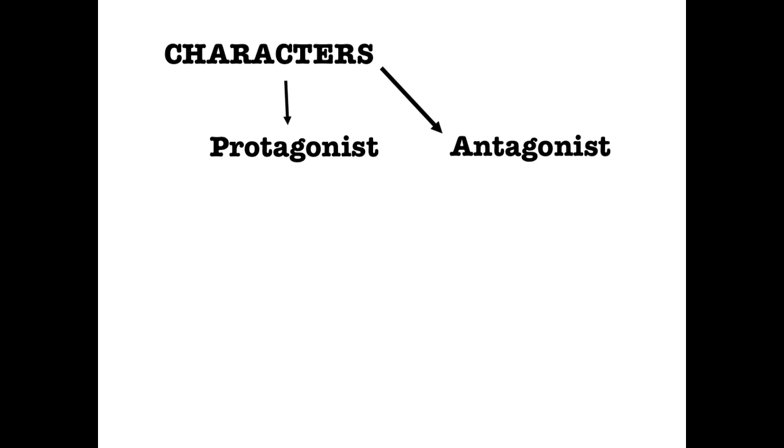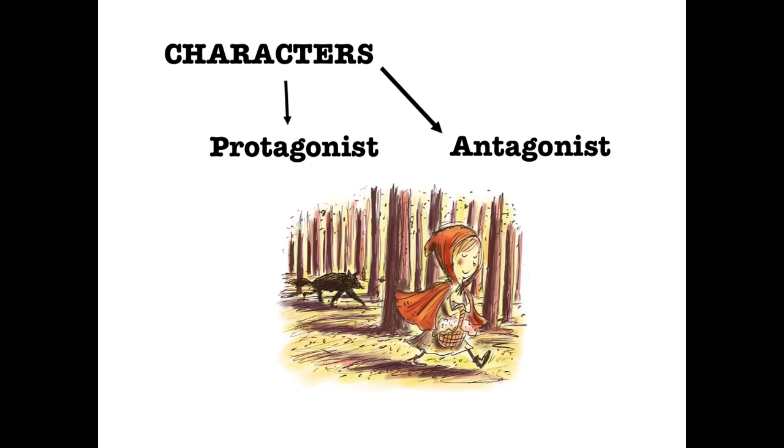Now, to understand this concept, we'll take a look at a very famous story that everybody knows, the Little Red Riding Hood. Now in this story, who do you think the protagonist is? Well, of course, it's Little Red Riding Hood, because she's the main character. She's the character we see the most, and also the story revolves mainly around her.